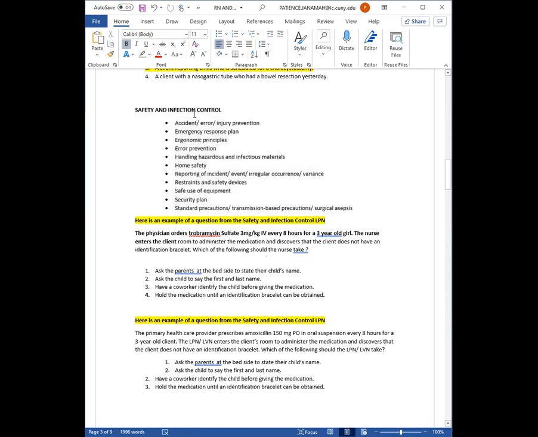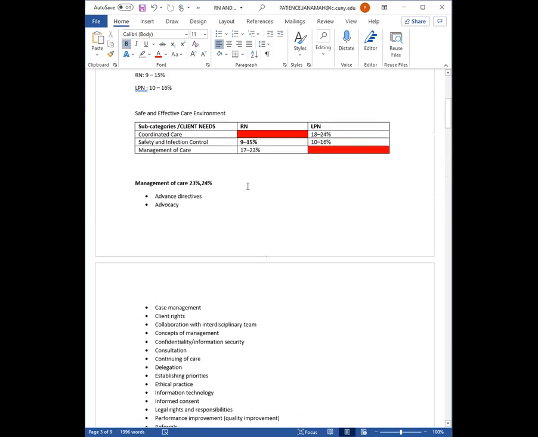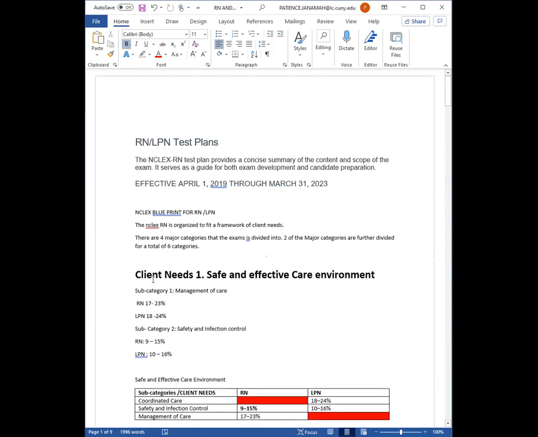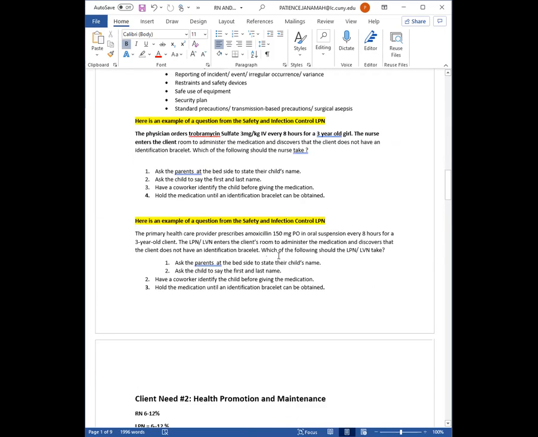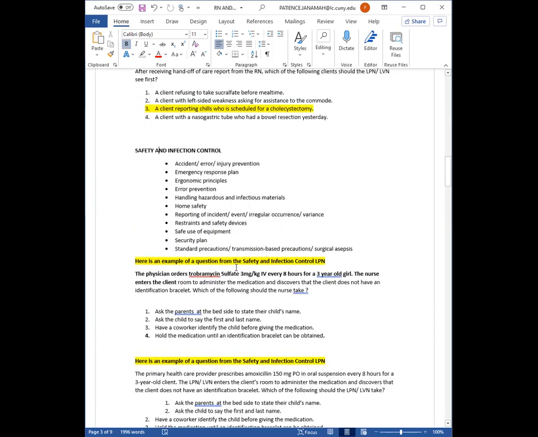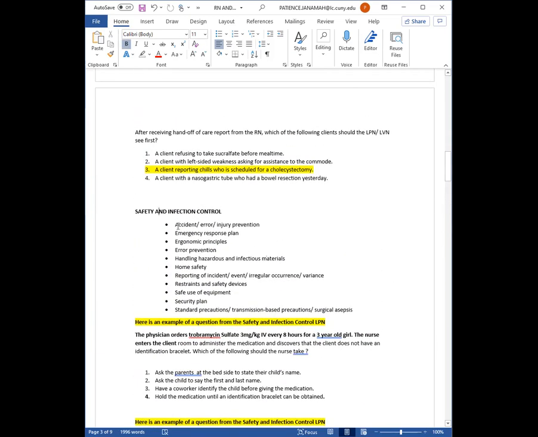Okay, safety and infection control. Safety and infection control is part of safe and effective environments. Under it, we have accident, error, injury prevention, and the emergency response plan. This is the one that I was talking about, the disaster management, disaster planning and all those things. I have a note under that I'm going to discuss.